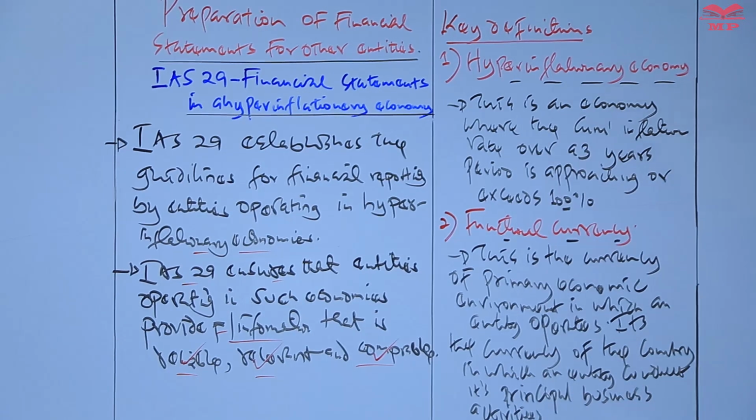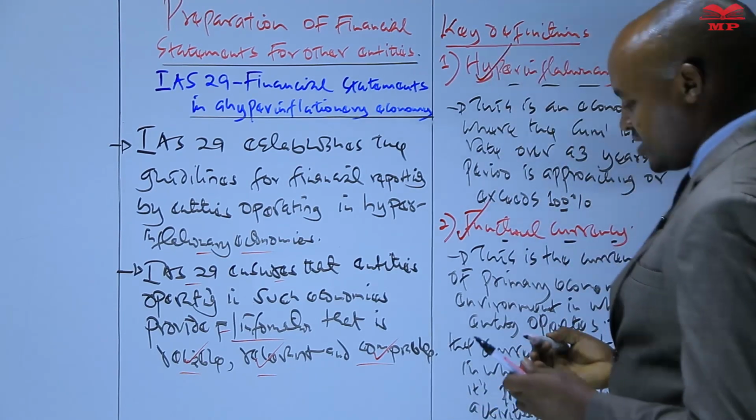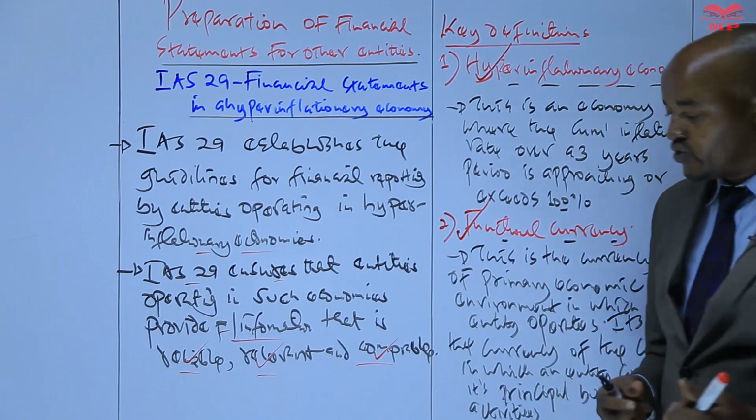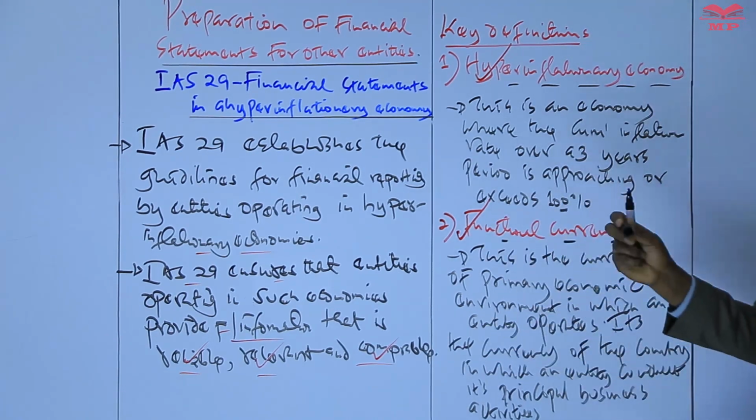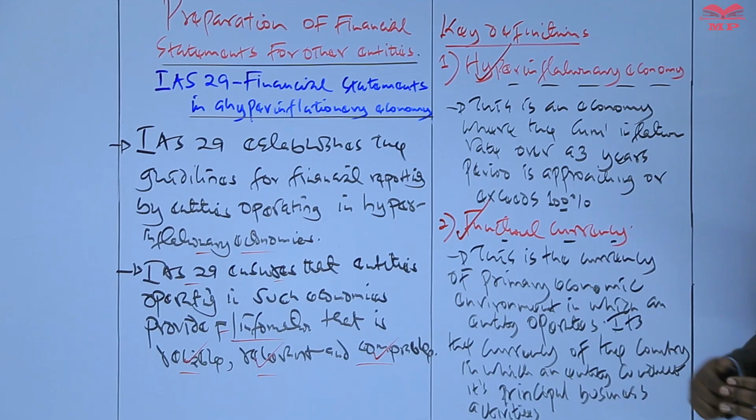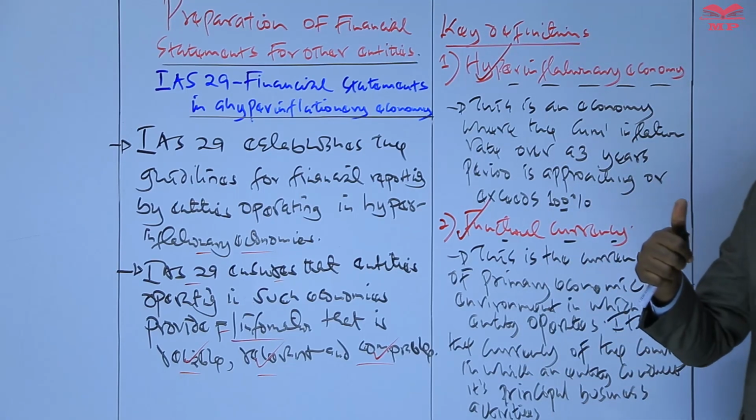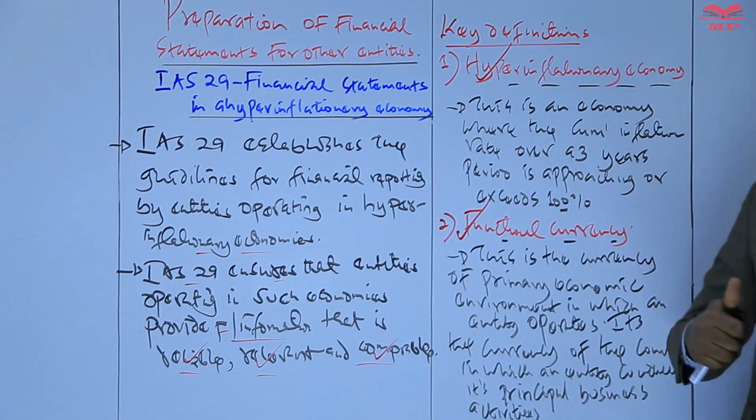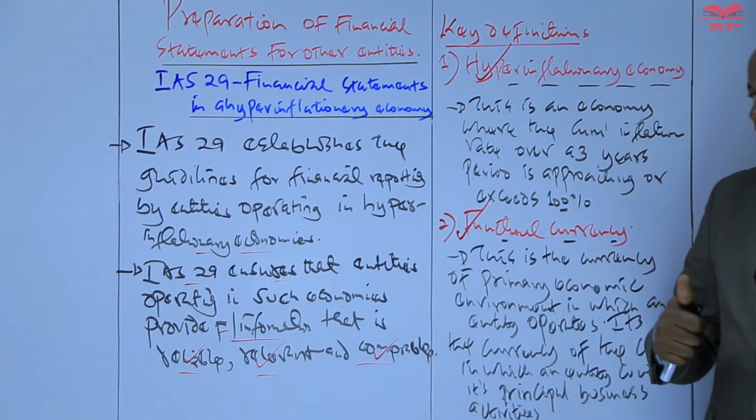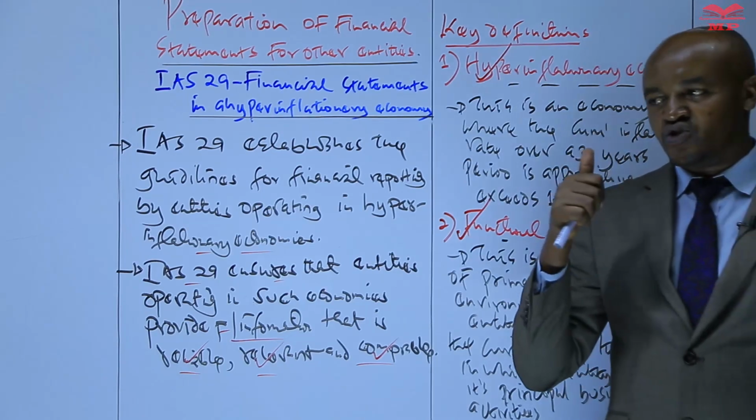So that is the definition of the term functional currency. Therefore, these are some of the terms which you must be in a position to define. And what you have said is that International Accounting Standard number 29 requires that a company which is operating in a hyperinflation economy should restate the financial statements to reflect the changes in the general purchasing power of the functional currency.